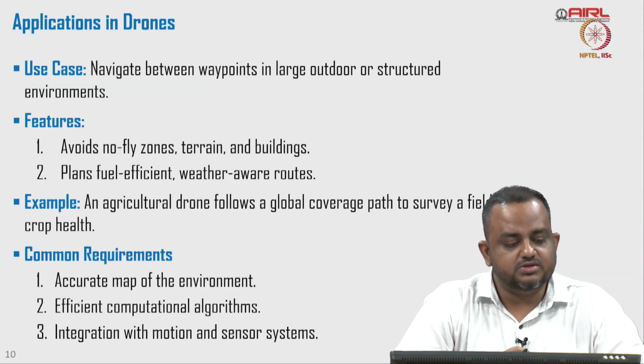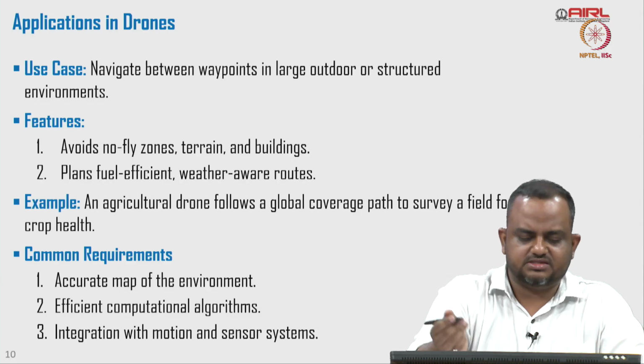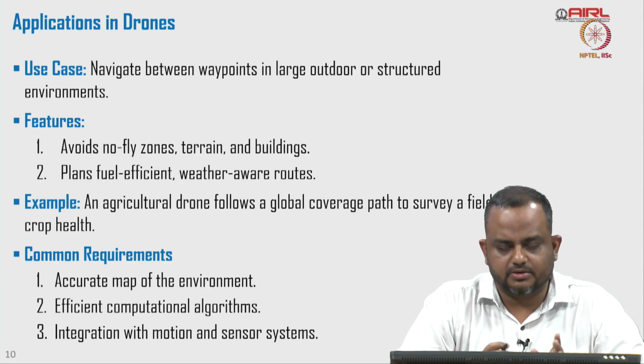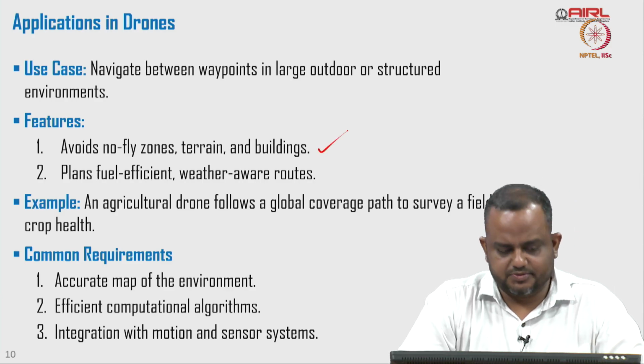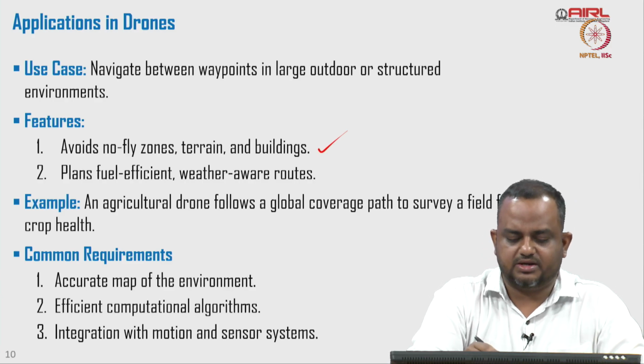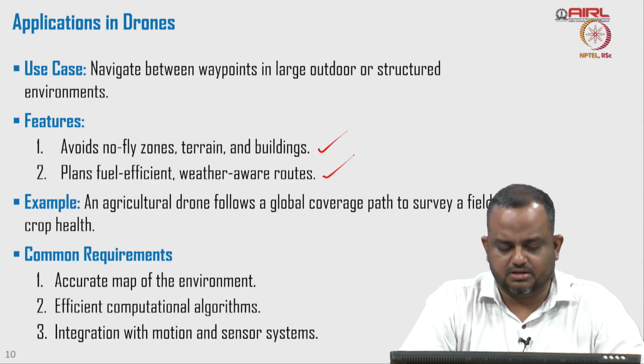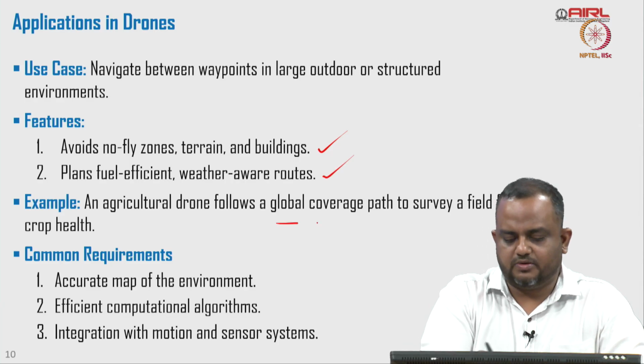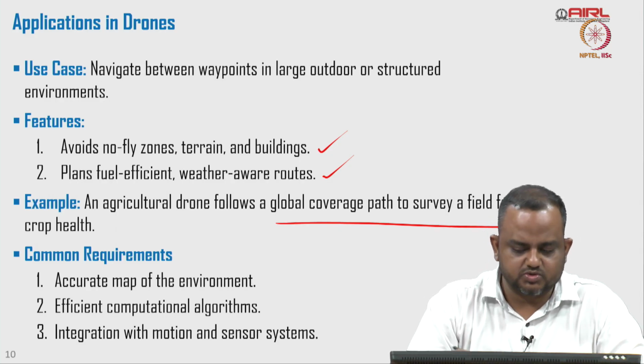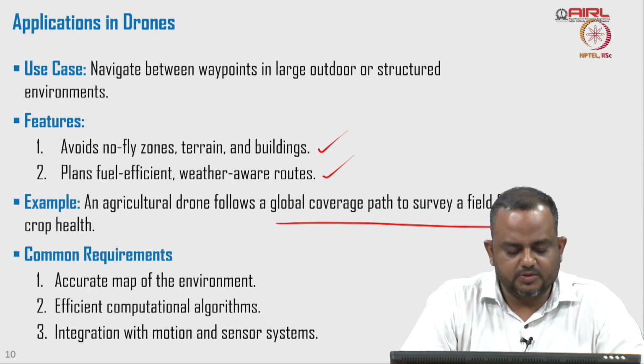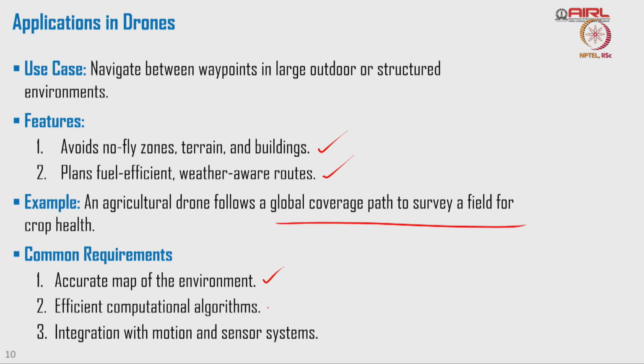Now, applications in drones. It is used when the drone is navigating between different waypoints from start to the goal location, avoids no-fly zones and obstacles, and plans fuel efficient, weather aware routes. In agriculture, a global coverage path is planned to survey a field. Common requirements are accurate mapping of the environment and efficient computational algorithms, which is very important. Also, you should have computational capability in the drone or onboard computer, and integration with motion and sensor systems.